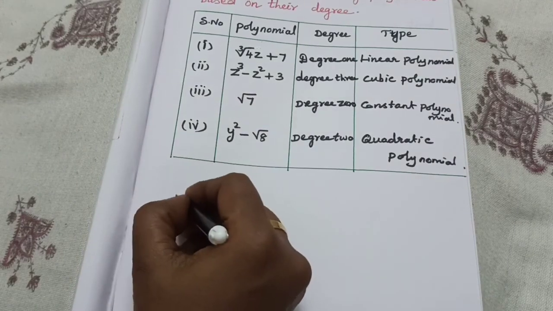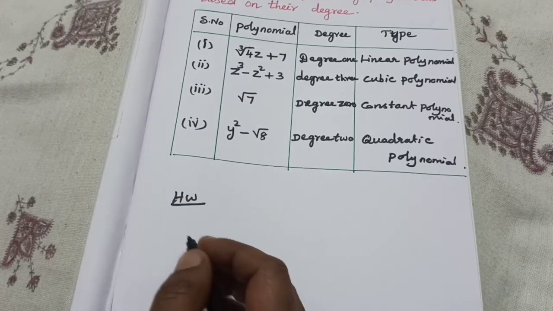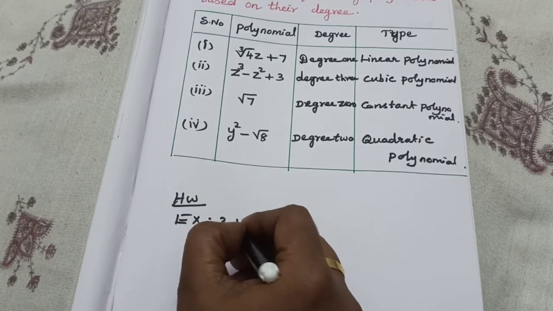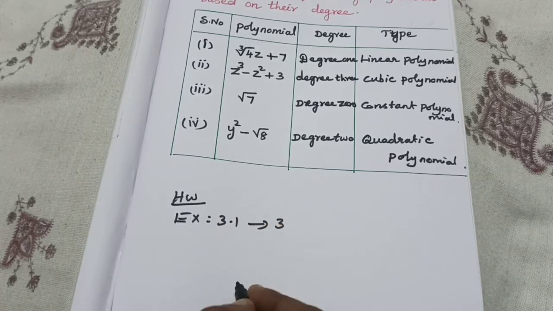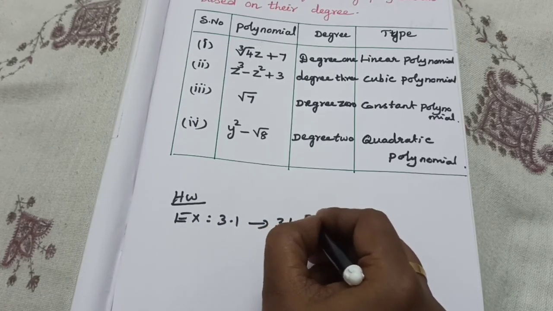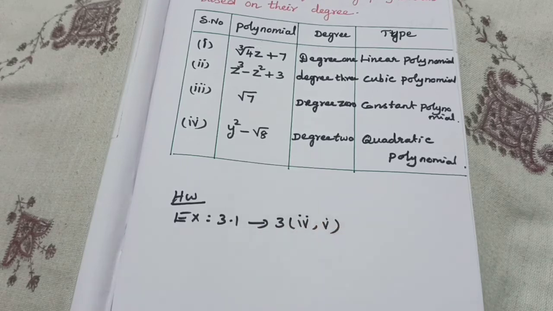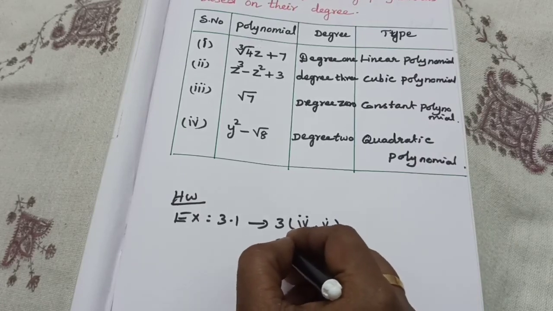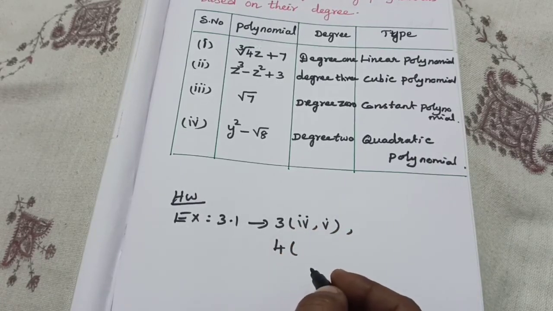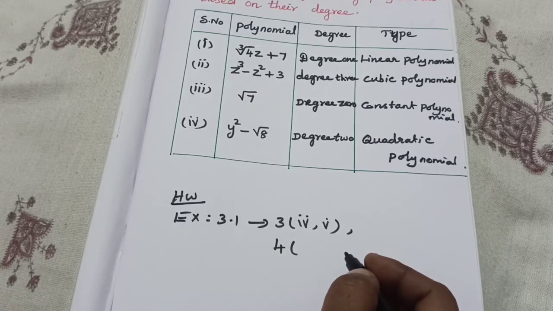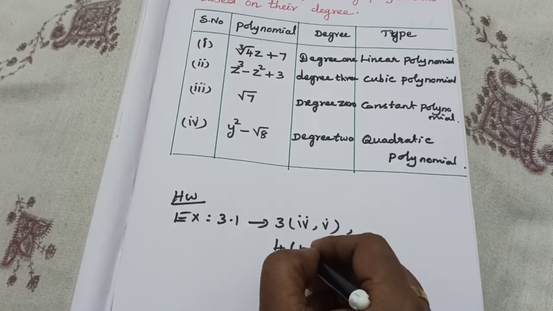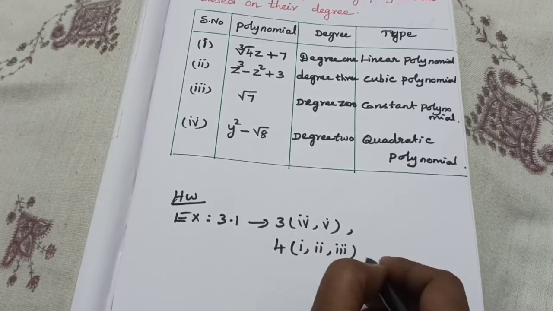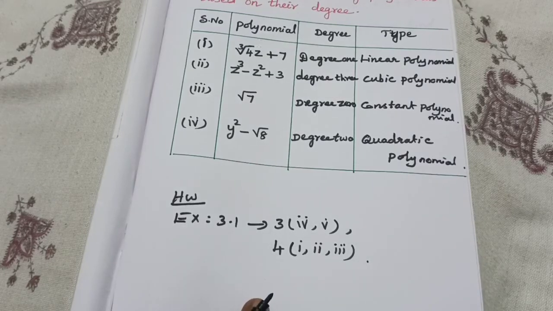Today's homework is third one, exercise 3.1, third question, subdivision 4 and 5. Then fourth one, subdivisions, last one we completed, isn't it? First one, second one, third. These are the questions for your homework.